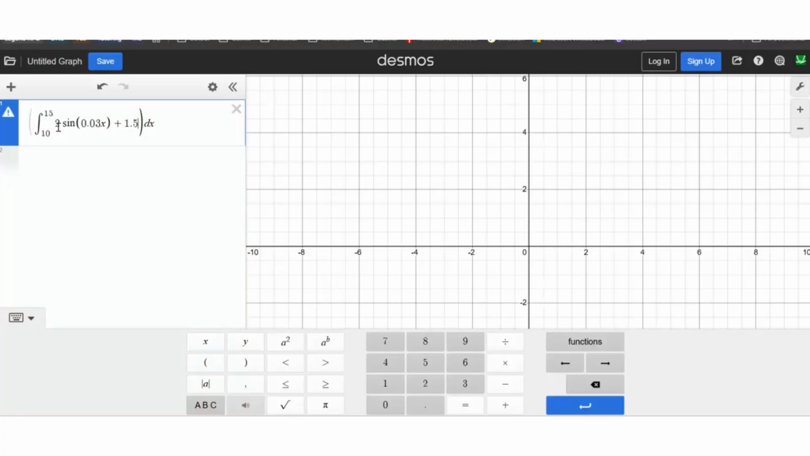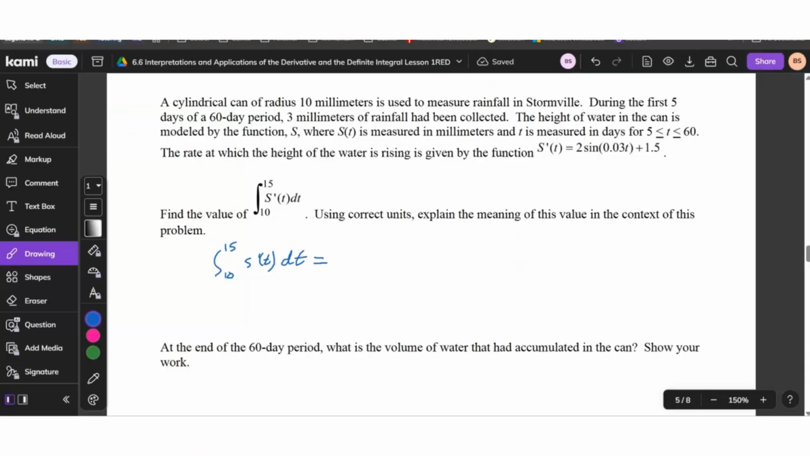All right, which means I'll need another parenthesis here to show that I'm integrating everything. Okay. 11.159. That's crazy.